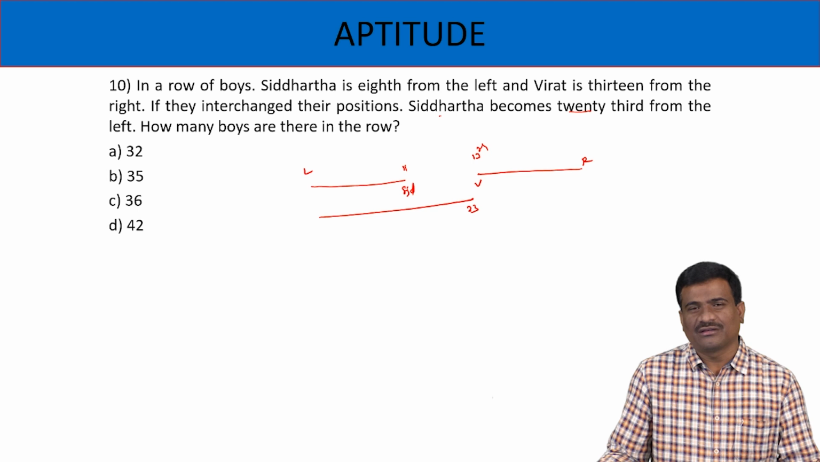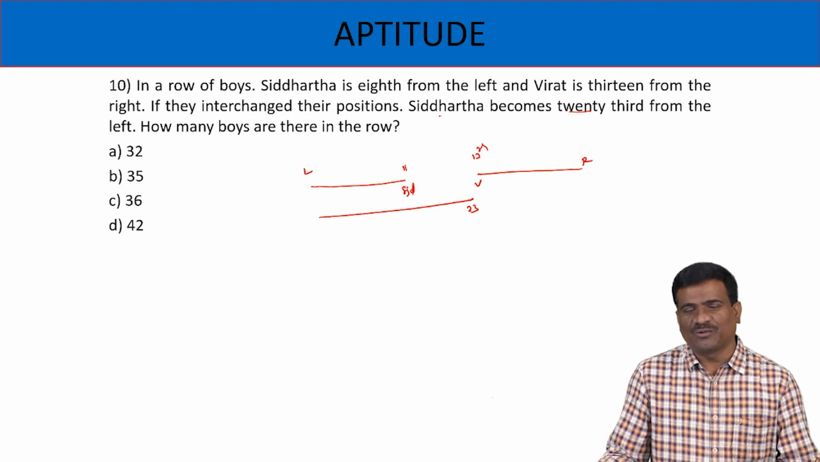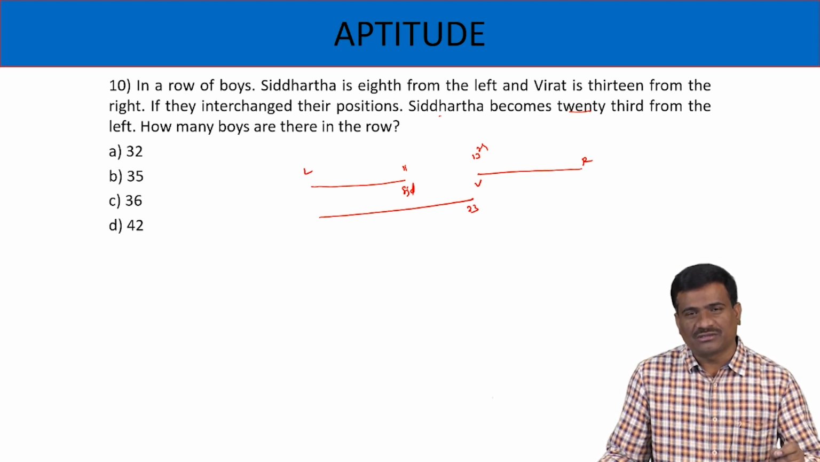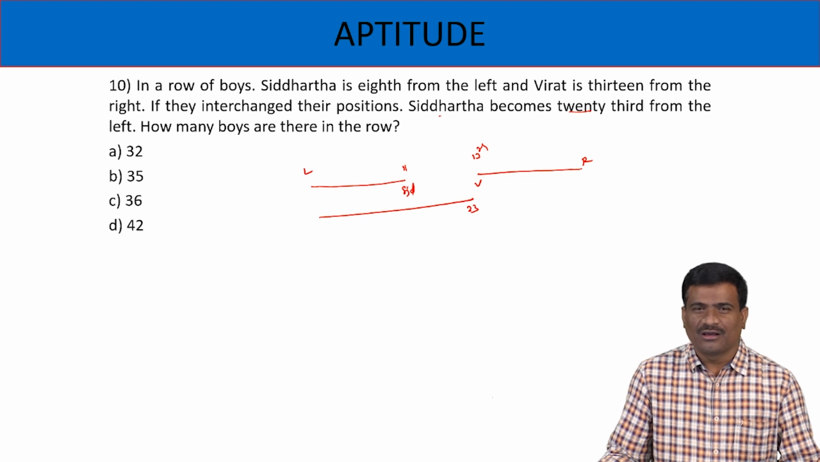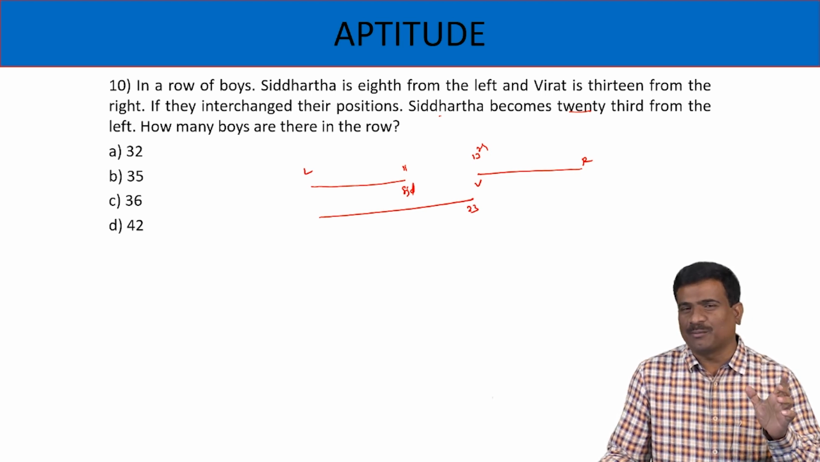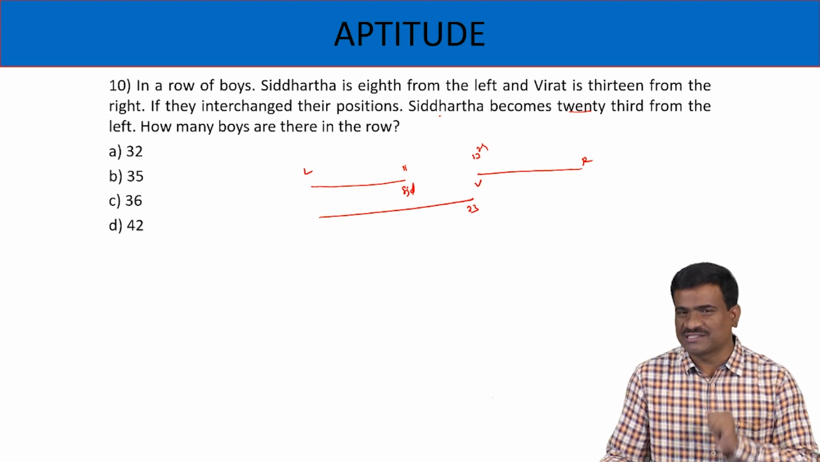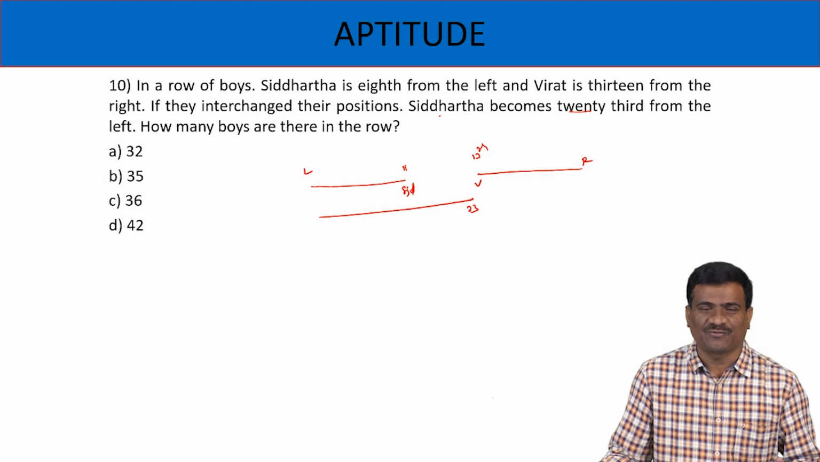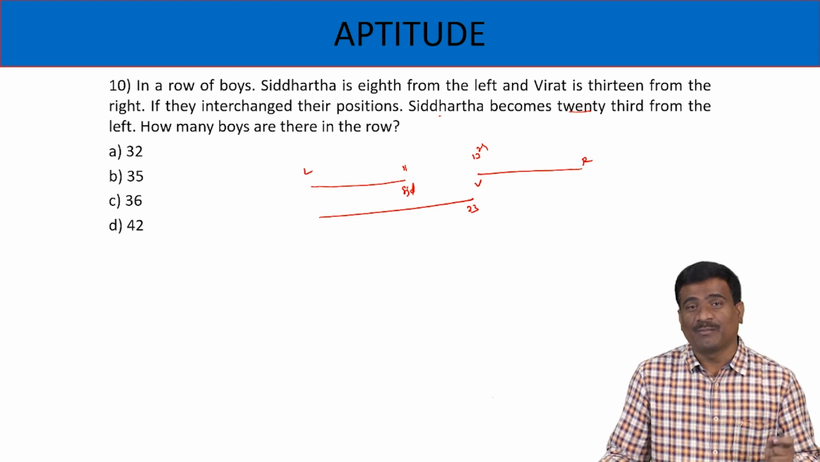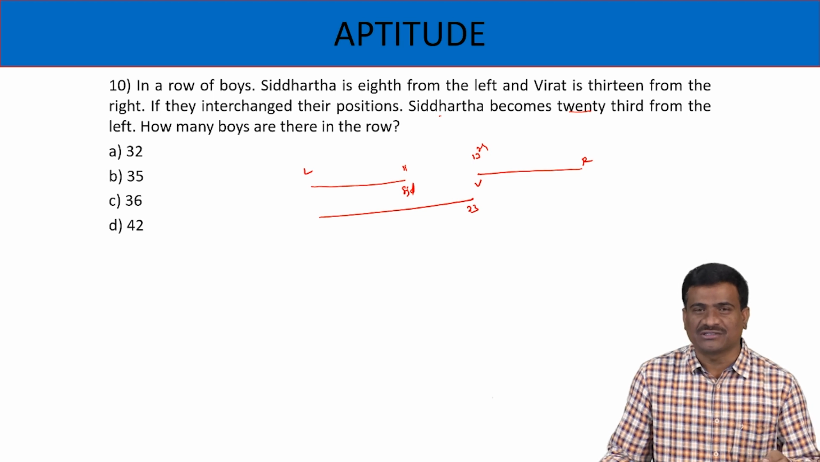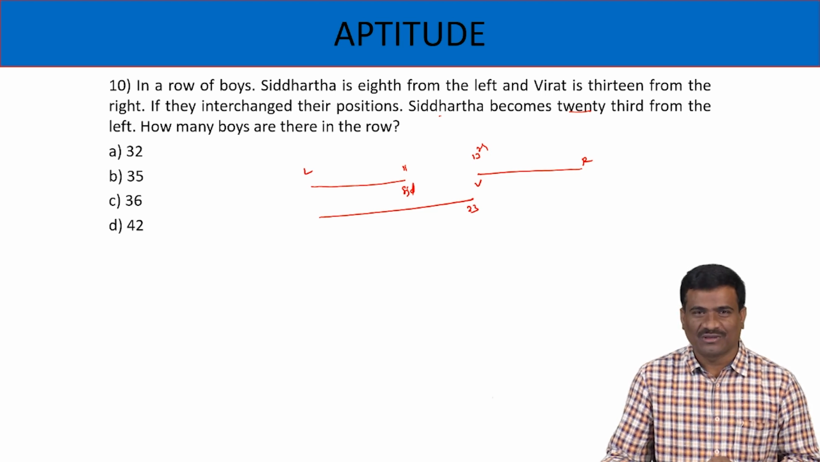Vijay ranks 12th from the top and 13th from the bottom. Find the total number of students. Total number of students is 12 plus 13 minus 1, which is 24. Minus 1 because the same person is counted from both left and right. The same person is counted 2 times, but in a row or class counts only 1 time.